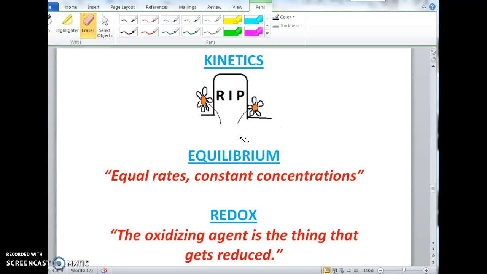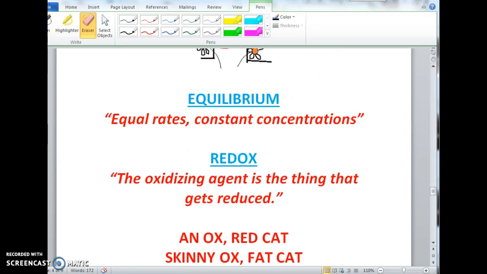On to kinetics. I had a colleague at my previous district who said that the potential energy diagram resembled a tombstone. And as we know, in the English-speaking world, there are 3 letters, RIP, on the tombstone. That will remind you that the first part is the reactants, the middle portion are the intermediates, and the third portion are the products. For equilibrium, I just have a statement: equal rates, constant concentrations.